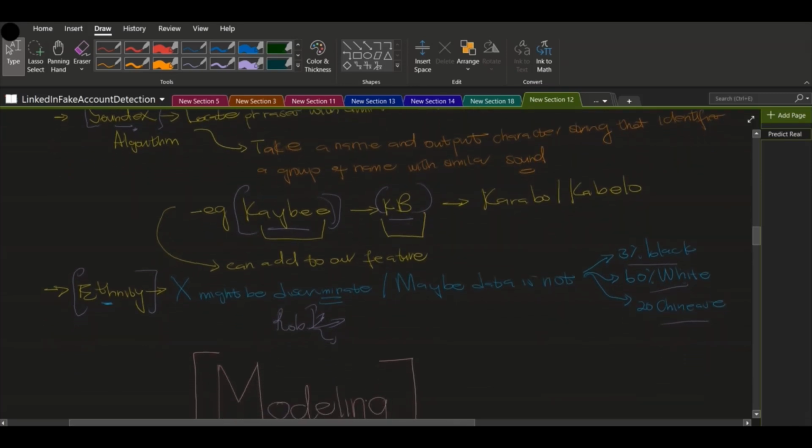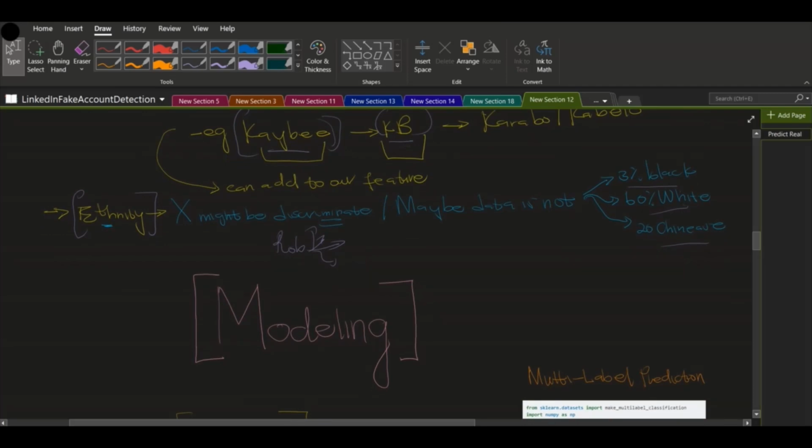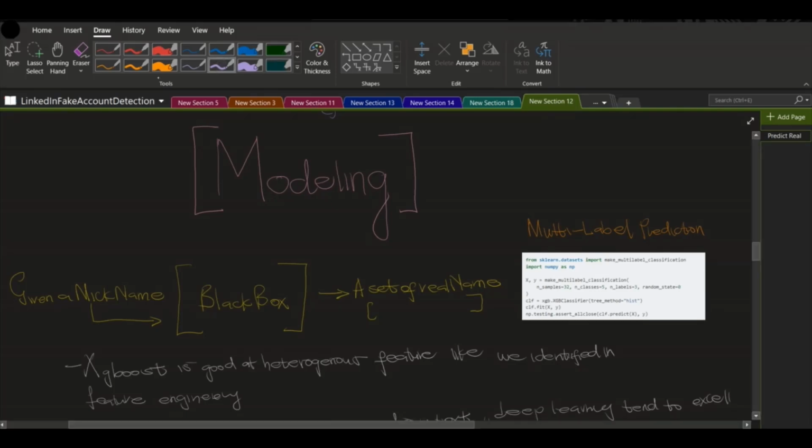We're going to look at the modeling part and see how it works. So we're looking at the modeling portion now. We can think of it like we're given a nickname. You can think of a black box here, and the goal is that we want the output to be a set of real names. So this is a multi-label prediction.